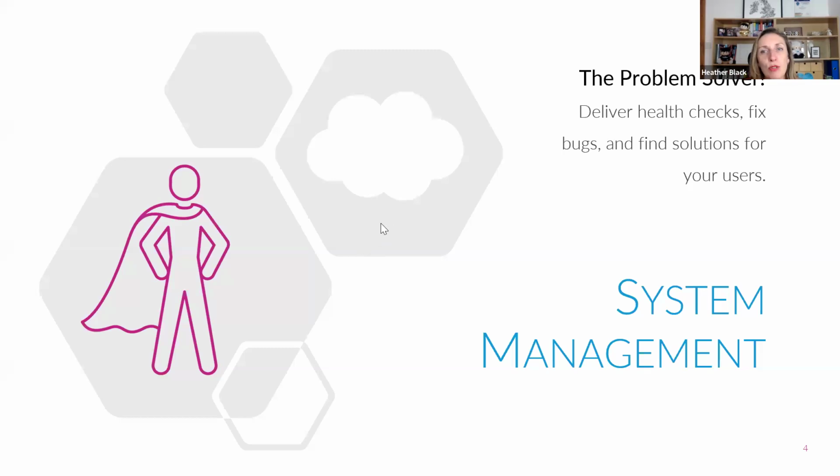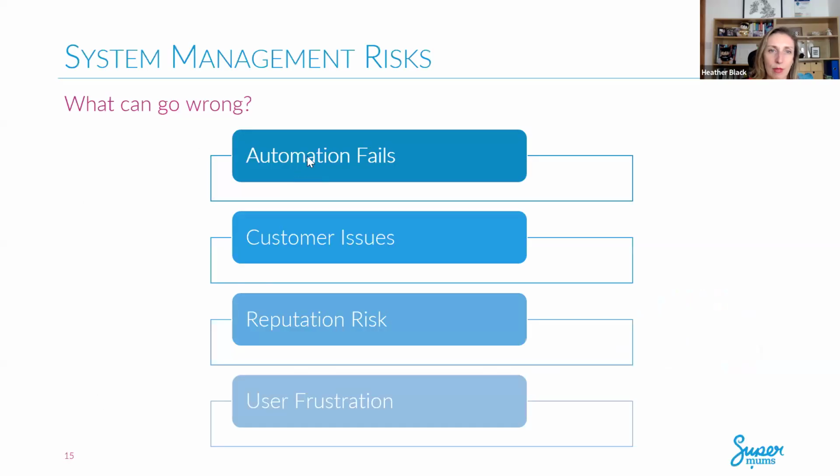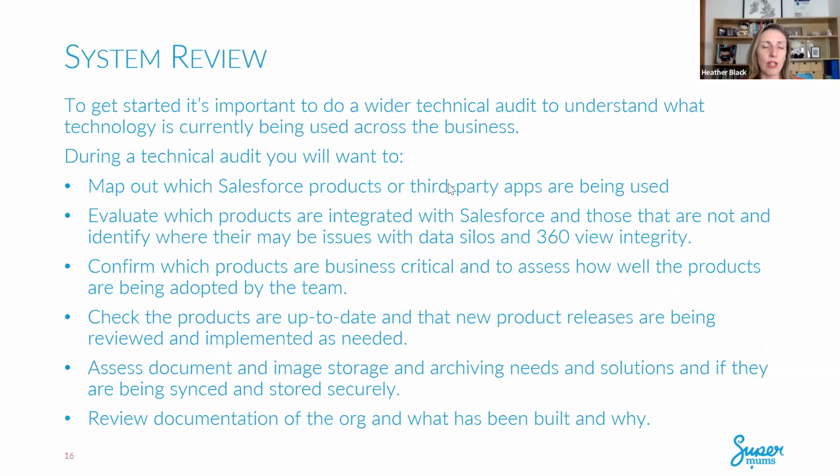Right, moving on to problem solver. As a problem solver, this is where you are managing the system, making sure it's clean and healthy, fixing bugs and finding solutions for your users. It's really important, again, to do some preventative work around this rather than having a problem occur because you haven't done some of these things. If you're not managing your system on a regular basis, automations can fail between integrations, for example, or flows might not happen. Again, that might create customer issues or reputation issues, or it might frustrate users. So doing some proactive health checks on the system is really important.